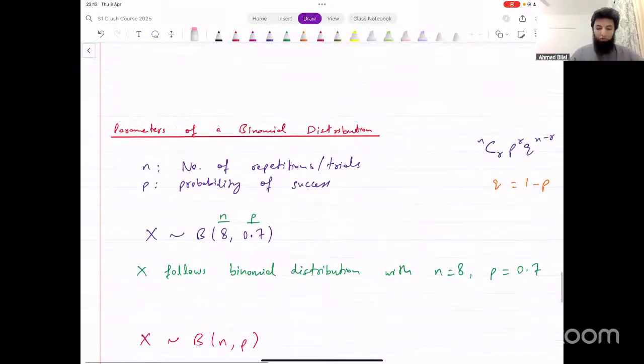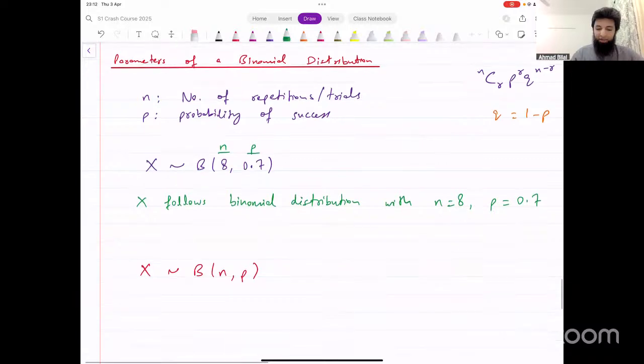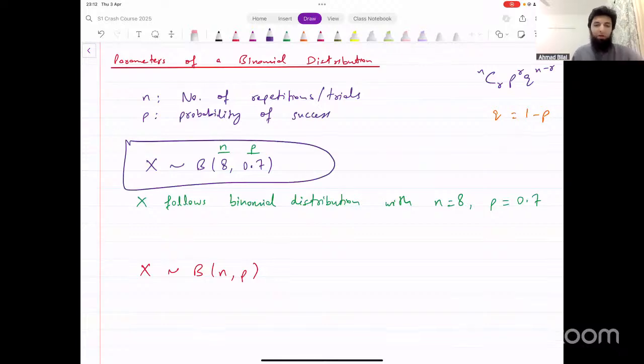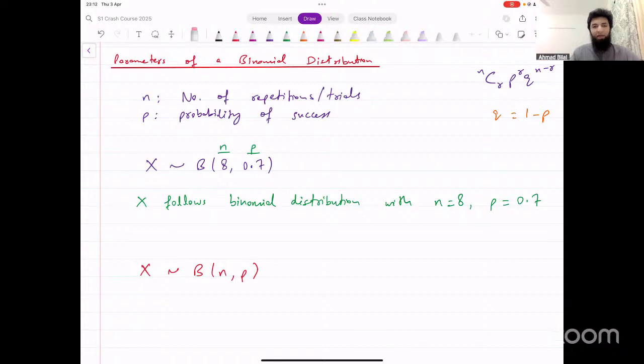It's not necessary that you write down the parameters in this format. You should be able to interpret this. Sometimes the question might use this notation, so you should be able to understand this is what it means. The first number represents n, the second number represents p. But if you're asked to write down the parameters yourself, you can just write n equal to something and p equal to something.